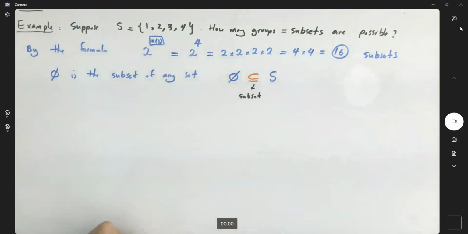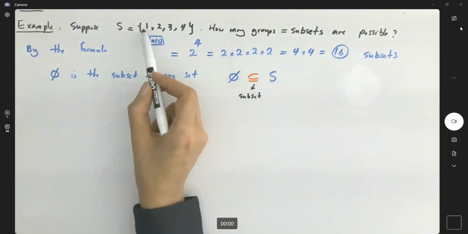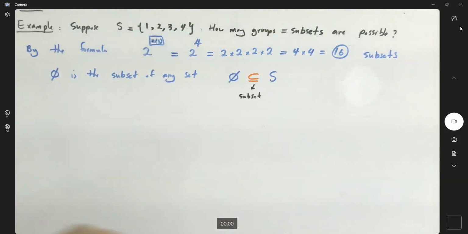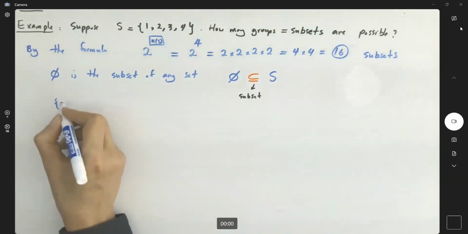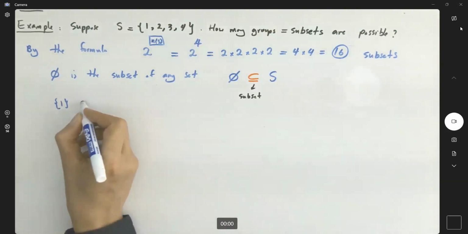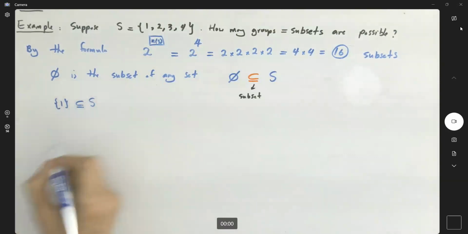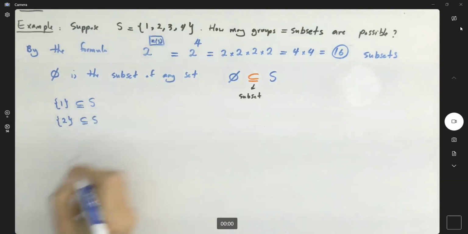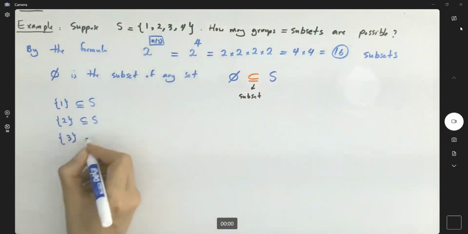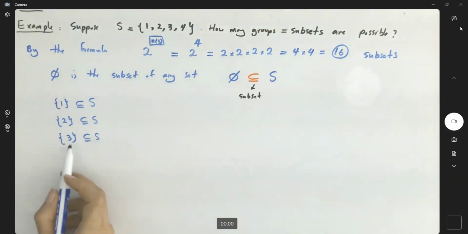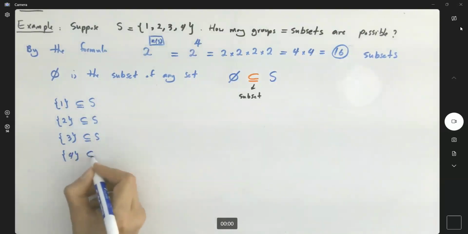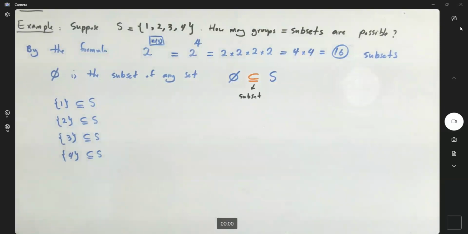Okay, what is the next subset? First student might say, hey, I just want to work alone. Okay. A set or a group including the very first student. This is a subset of set S. The second student might say, hey, I want to work individually. Okay, another subgroup. The third student, the same, says, hey, I just want to work individually. I don't want to join any group. And the fourth student might say the same thing. I just want to work alone. So far we have 1, 2, 3, 4, 5 subsets.